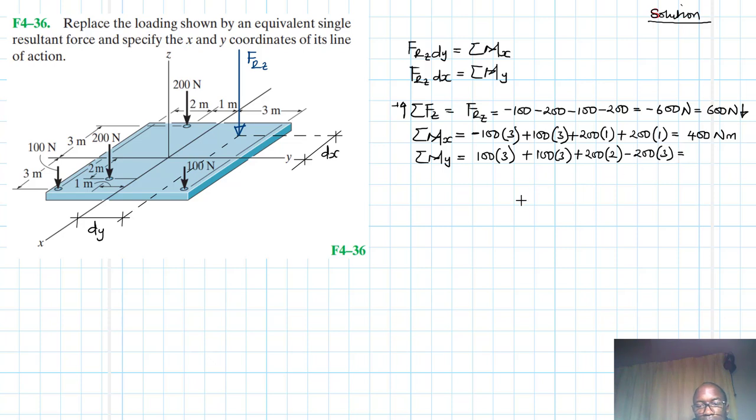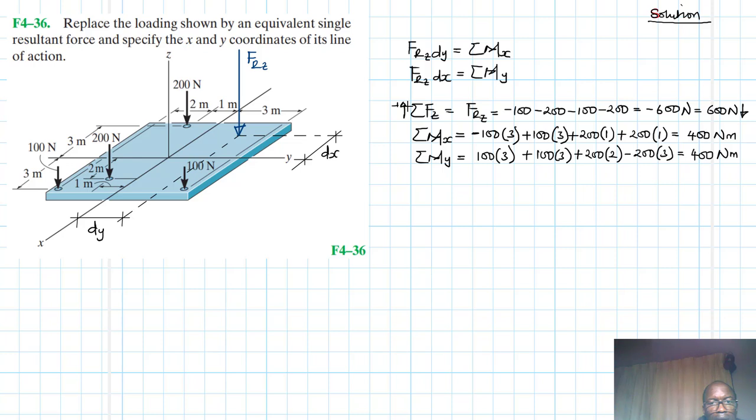This is going to be equal to 300, 600, 1000 minus 600, that is 400, right? Let me check it out. 100 by 3 plus 100 by 3 plus 200 by 2 minus 200 by 3, 400. We have the same moment. Wow, this is interesting. Great.